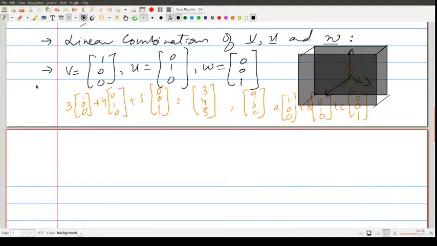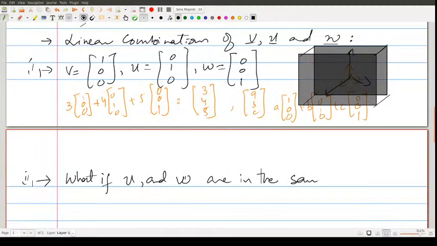The next possibility: this was a nice case where all of them were in different directions. What if I have the same problem as before, where U and V are in the same direction? So this was the first possibility. The second possibility is, what if U and W are in the same direction as V?